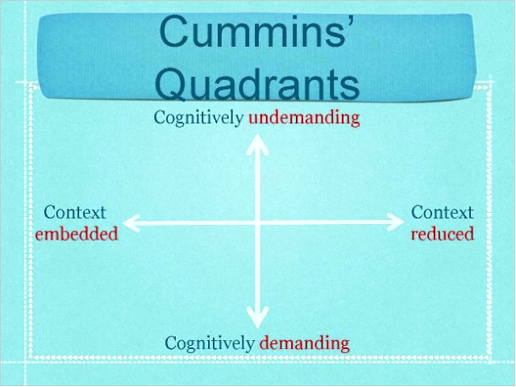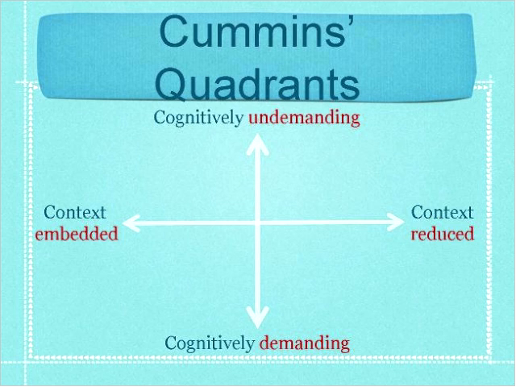If we look at the bottom left-hand part of the quadrant, context embedded and cognitively demanding, we might think of something like a hands-on science experiment at school, where although we have all the visual clues within the context, the children can see, touch, feel what they're doing, nevertheless, the actual concepts they're working with may be quite demanding.